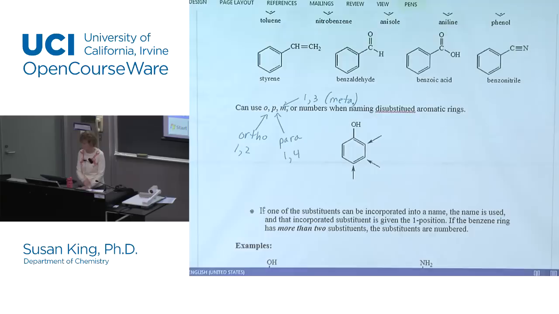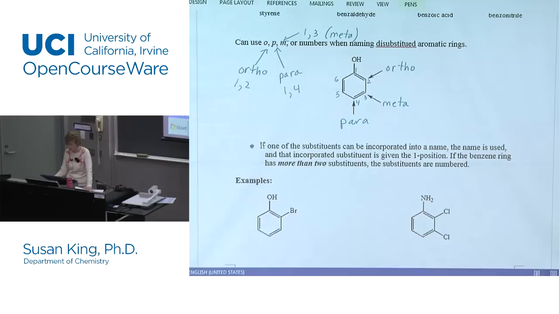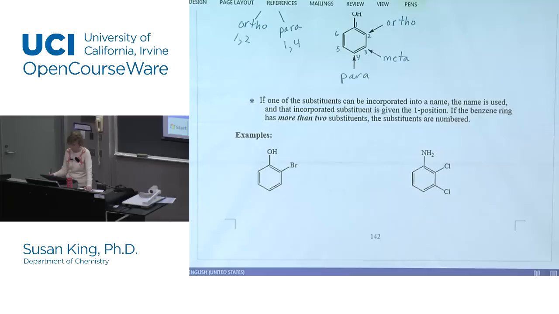If we number starting from phenol, which we do because that's the parent, it's 1, 2, 3, 4, 5, 6. We can use numbers or we can use ortho, meta, and para. So this would be the ortho position, this would be meta, and this would be para. If one of the substituents can be incorporated into a name, that name is used as the parent, and that incorporated substituent is given the one position. If the benzene ring has more than two substituents, they are numbered. If there are two, you can use ortho and para. If there are three groups on the benzene ring, you don't use ortho and para. You only use them when there are two, just like cis and trans, which we only use if we're talking about two R groups.